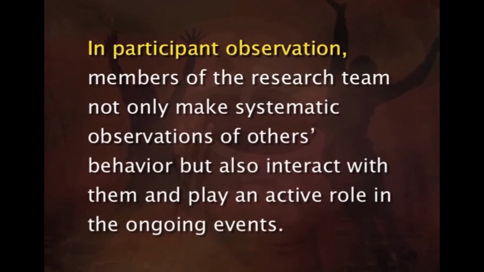In participant observation, members of the research team not only make systematic observations of others' behavior, but also interact with them and play an active role in the ongoing events. Frequently, the fact of being an active participant enables the investigators to approach freely and observe behavior that otherwise would have been inaccessible. In participant observation, researchers usually do not engage in overt coding or any other activity that would disrupt the normal flow of interaction among the observed group.